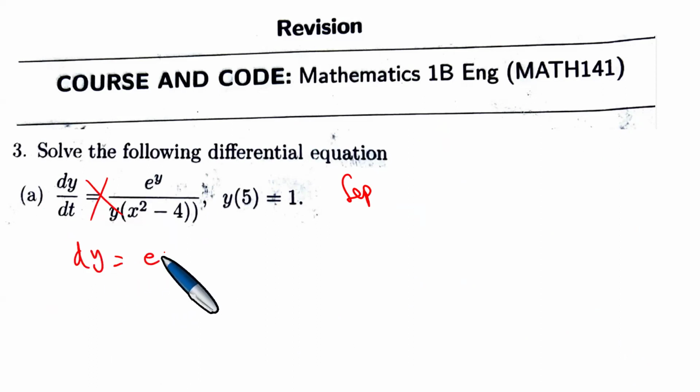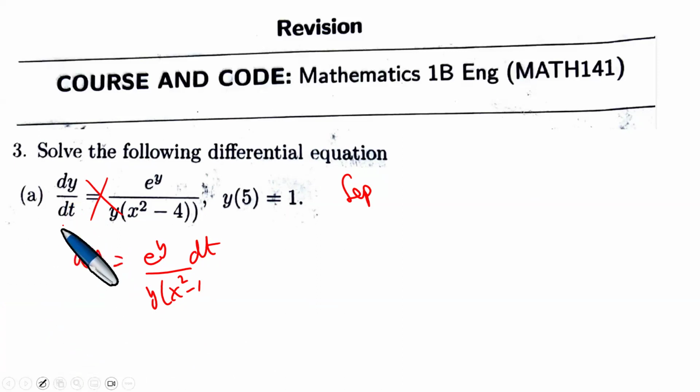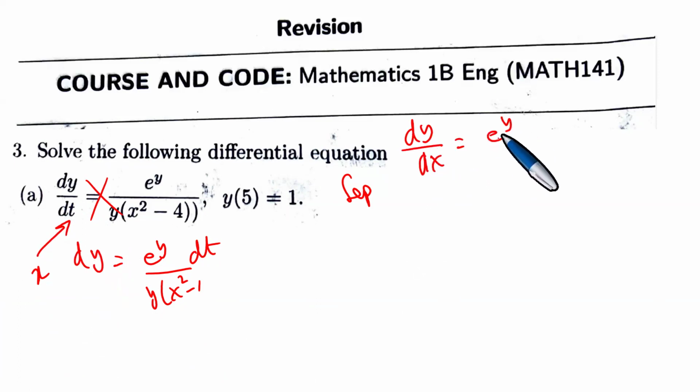And then you have this one, e to the y, dt over y, x squared. Yeah, there's a mistake in the question. It must be dx, but they typed dt. This must be x. So that you're dealing with dy/dx, which is e to the y divided by y, x squared minus 4.